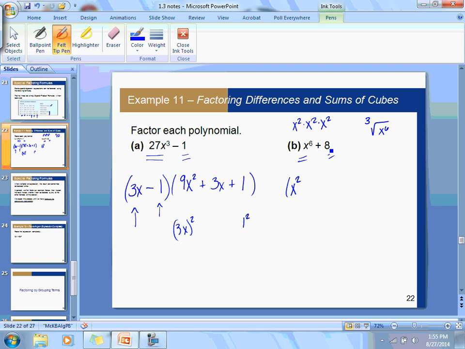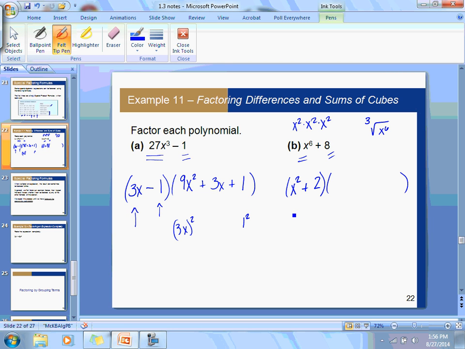And then I need the cubed root of 8. You should know the cubed root of 8. It's a very common cubed root. It's 2. If you don't know that, you can do that on your calculator too. The math menu in your calculator has a cubed root function already programmed in. And then it's a sum, so I'm going to add those two terms together. So there's my binomial in my first set of parentheses. Now I need my trinomial in the second set of parentheses.